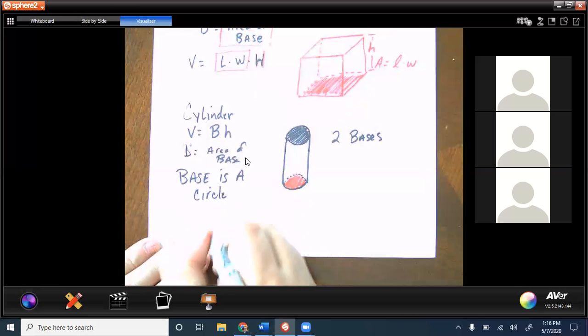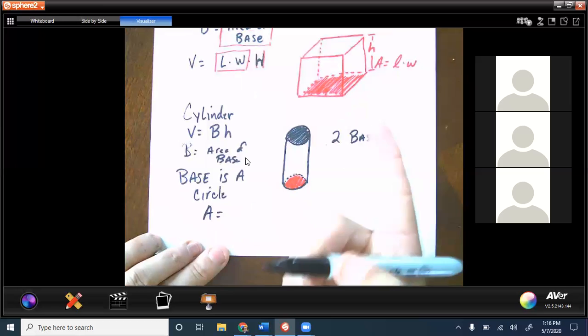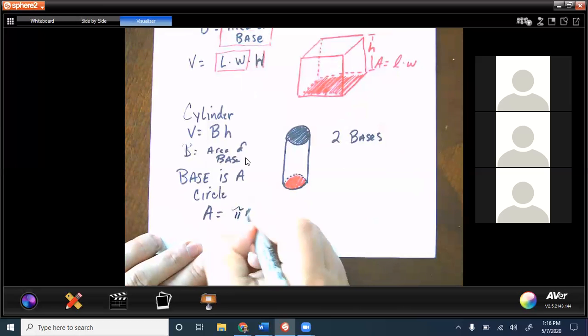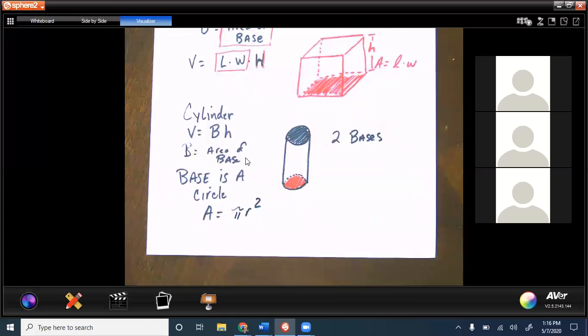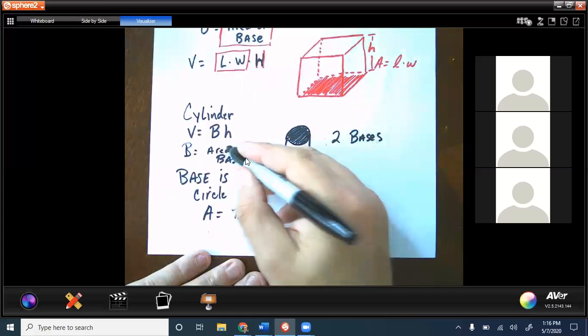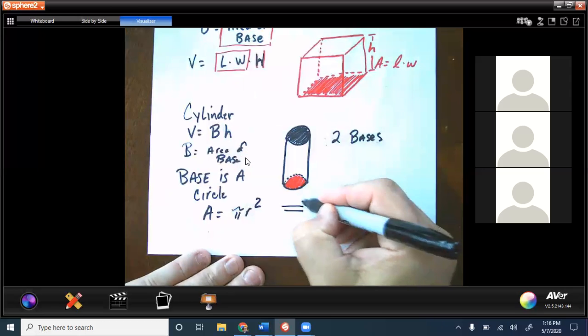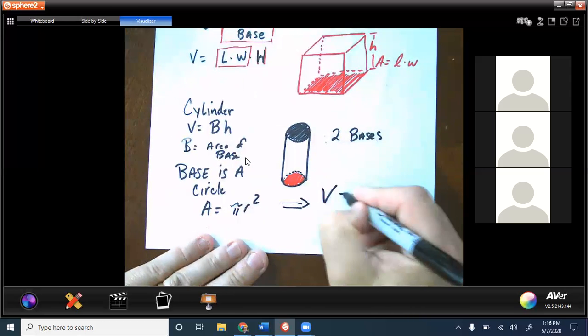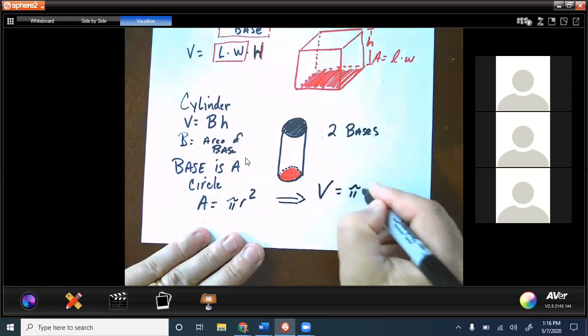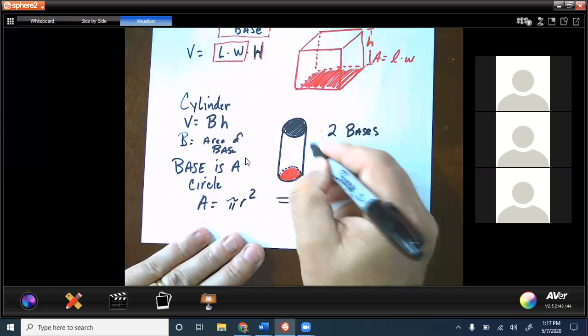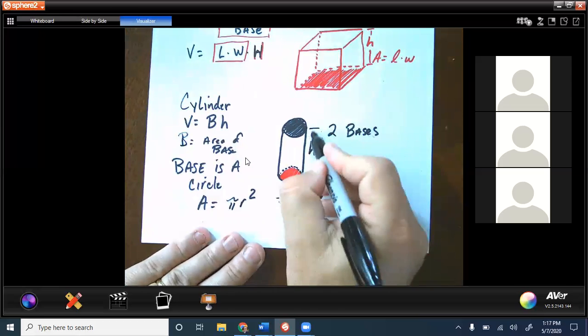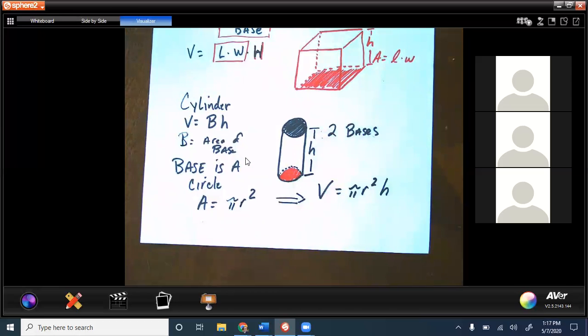then we find the area differently. It is not length times width like it is in a prism, it is pi r squared. And so the volume formula would be pi r squared times the height. And so if you keep that in mind, then the formula is pretty simple to remember. The only thing that changes is how do you find the area of the base? And so that's all you have to do.